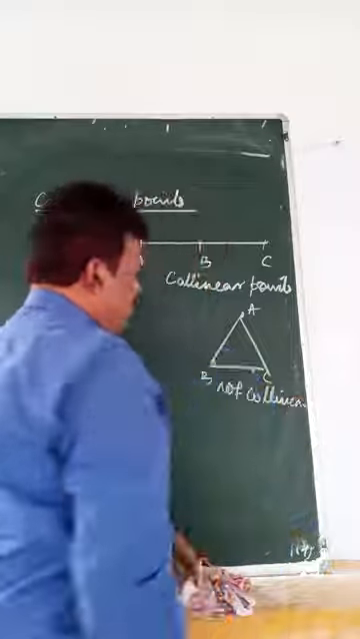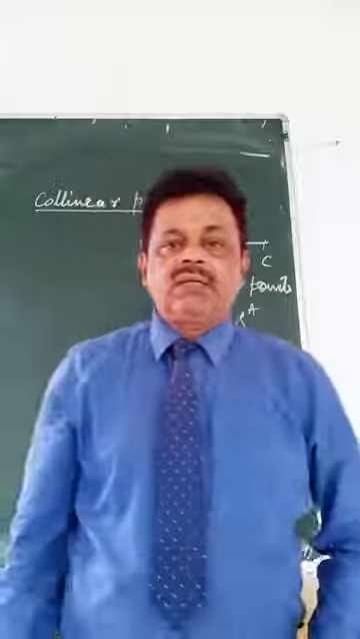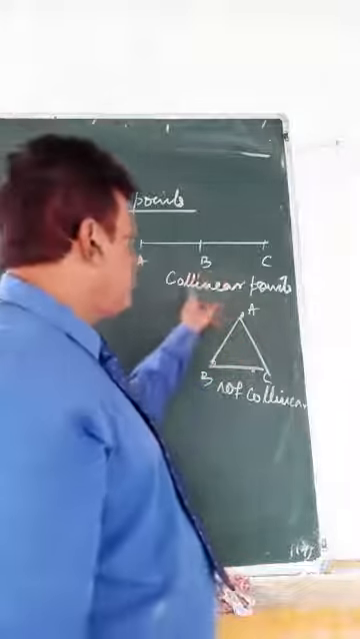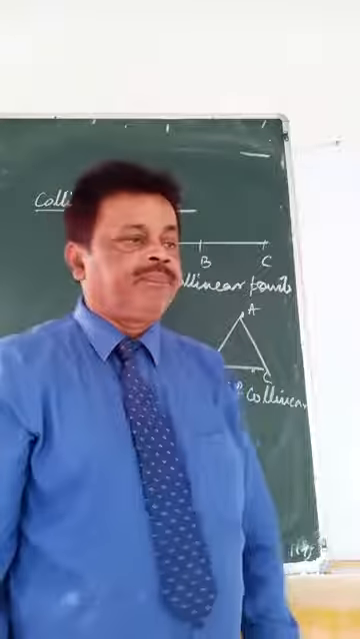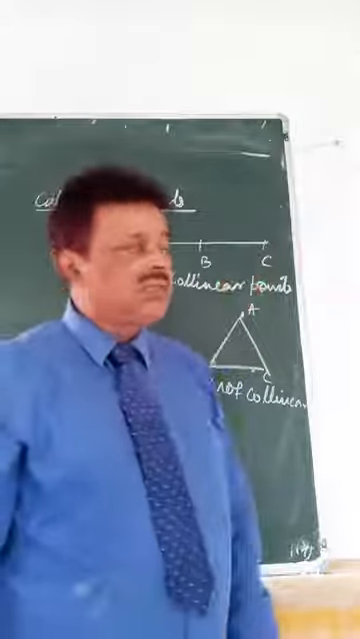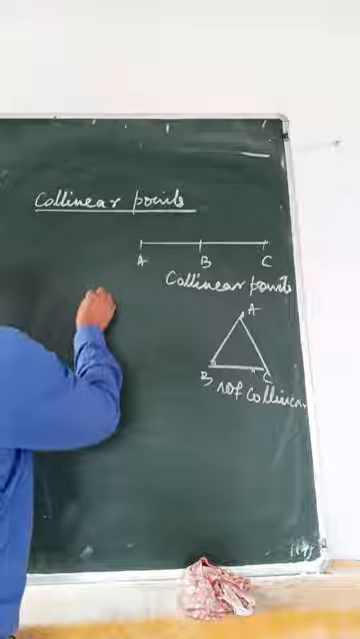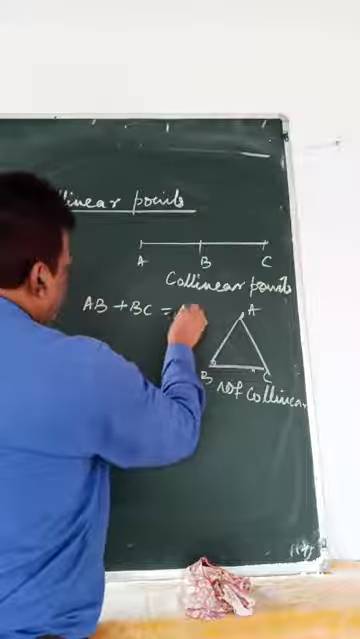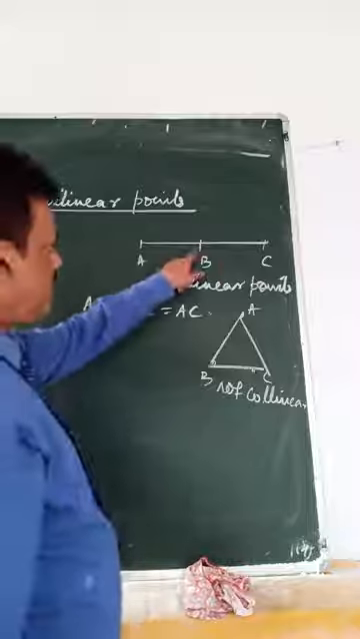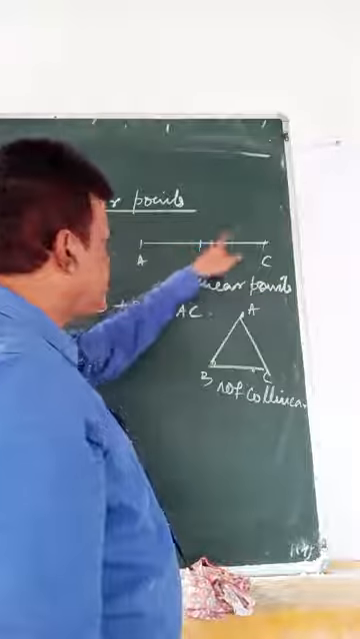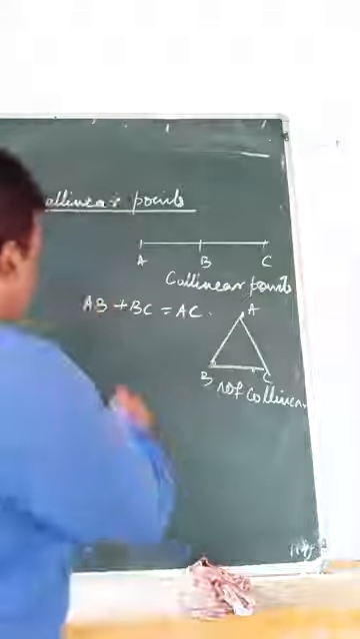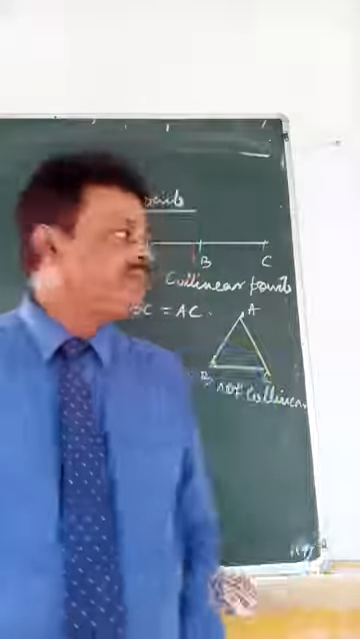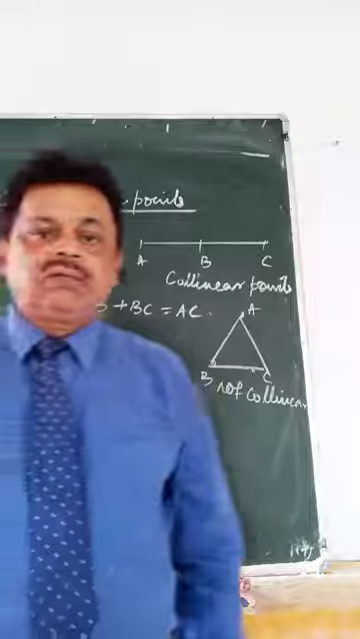Okay, but we are studying coordinate geometry. So what is the concept of coordinate geometry on these collinear points? Now when you use the distance formula, AB plus BC should be equal to AC. So we use this concept, using the distance formula, to show that the points are collinear.